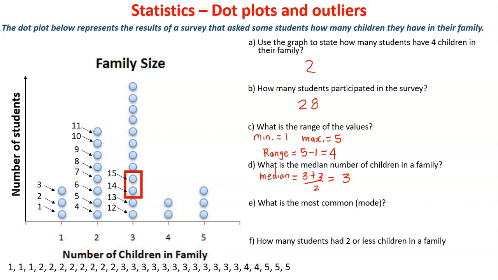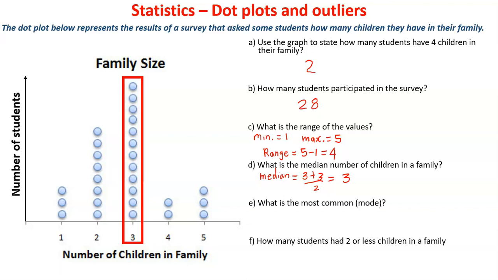Question E, what is the most common? Now, we remember that most common means the mode. So if you see a question that says most common, I want you to think about mode. And it's very easy on a dot plot to work out what your mode is because it's going to be your tallest column. So if we look at 3, that is our tallest column. That is our mode. So the most common number of children in a family is actually 3. So very easy to do with a dot plot.